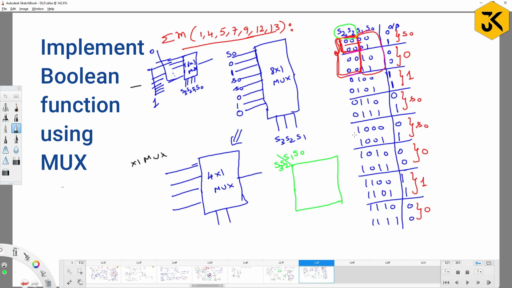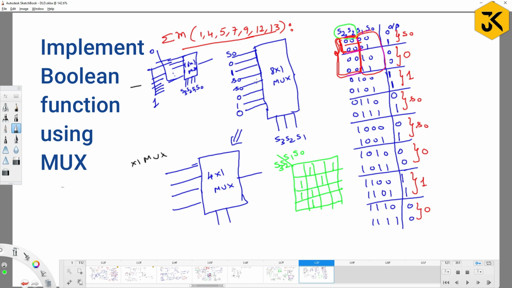For example, let me try this particular procedure first. Try to fill all the locations. You have to fill the locations like 1, 4, 5, 7, 8, 9, 10, 11, 12, and 13.